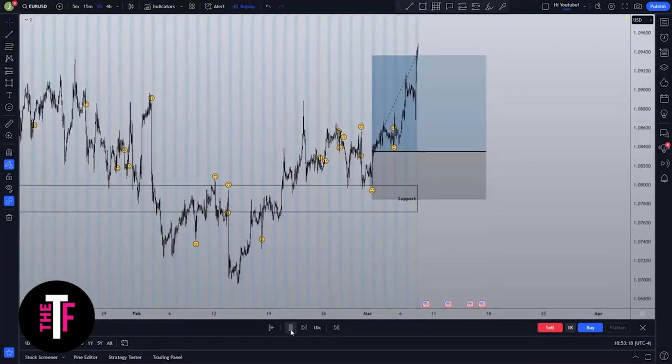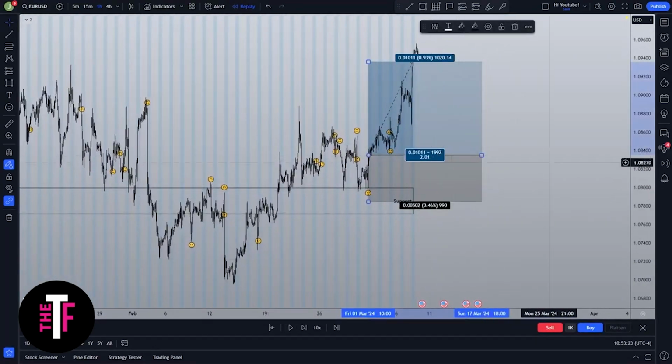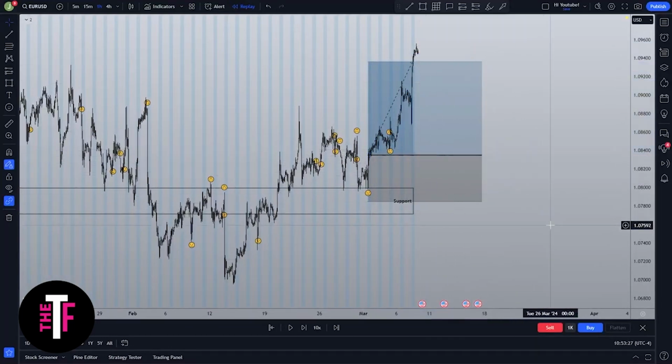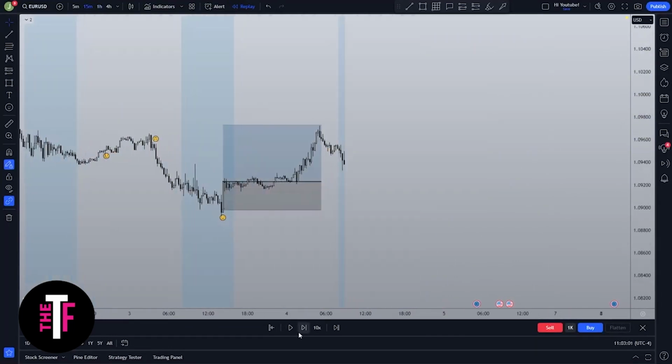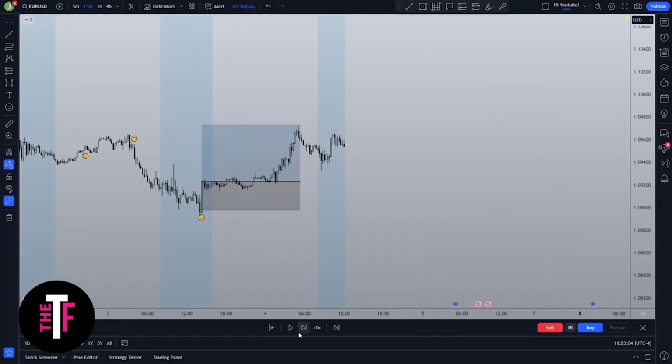Make sure that you test for multiple risk-to-reward scenarios and expect that the higher you push your reward, the lower your win rate will drop. Some traders prefer to use a fixed amount of pips or points as their profit target, so let's talk about that.